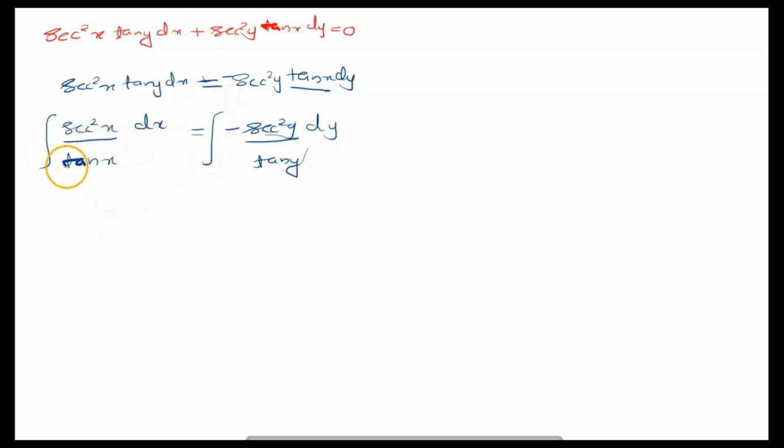That means this is tan x and sec square x. The derivative of tan x is sec square x. Put t is equal to tan x, so dt is equal to sec square x dx. So this is log tan x. The integral is log tan x. How is this?